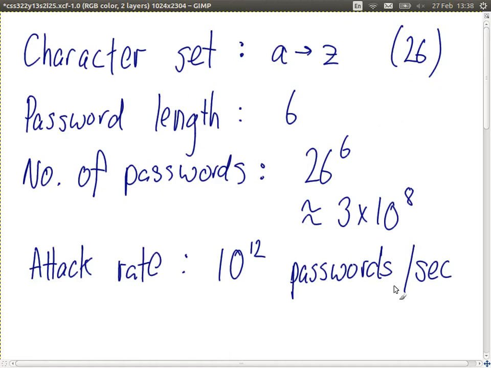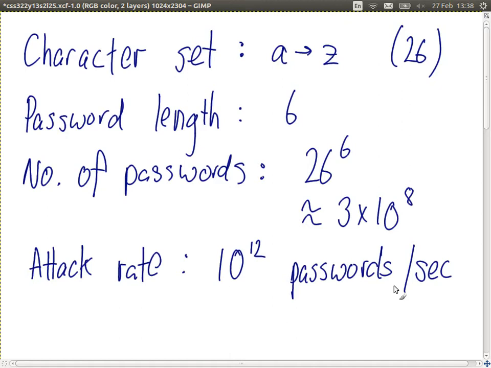So how long does it take for an attacker to try all of these passwords? We have 3 by 10 to the power of 8 passwords to try. We do 10 to the power of 12 passwords per second. How many seconds? 1 or more? Less than 1, okay? So if I can find your password in less than 1 second, I'm happy.